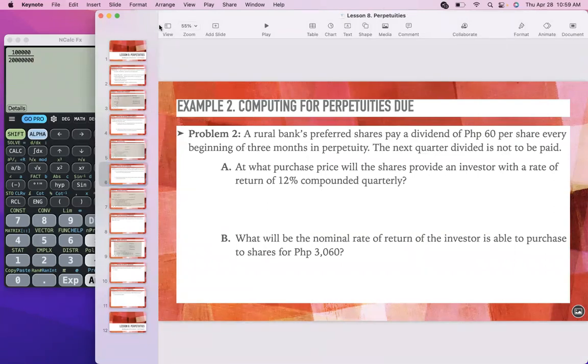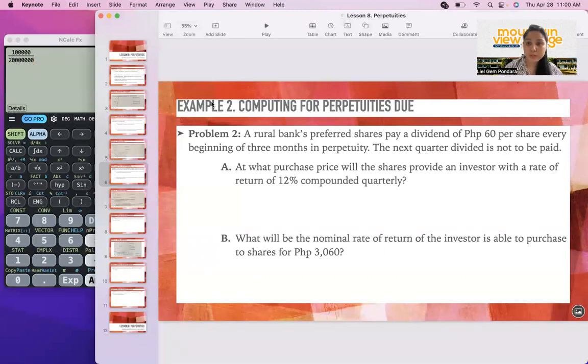A rural bank's preferred shares pay a dividend of 60 per share every beginning of 3 months in perpetuity. The next quarter dividend is not to be paid. First question, at what purchase price will the shares provide an investor with a rate of return of 12% compounded quarterly? Now, let us check this problem.